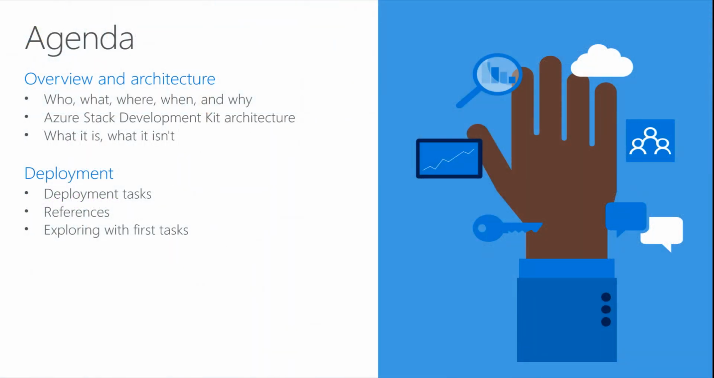In our agenda, what we're going to look at are the who, what, where, when, and why we would use this. We'll take a look at the Azure Stack Development Kit architecture and what it is and what it isn't. And then finally, we'll drill down into deployment for the various tasks, requirements, the references, and exploring it with first tasks, things that you can do and try.